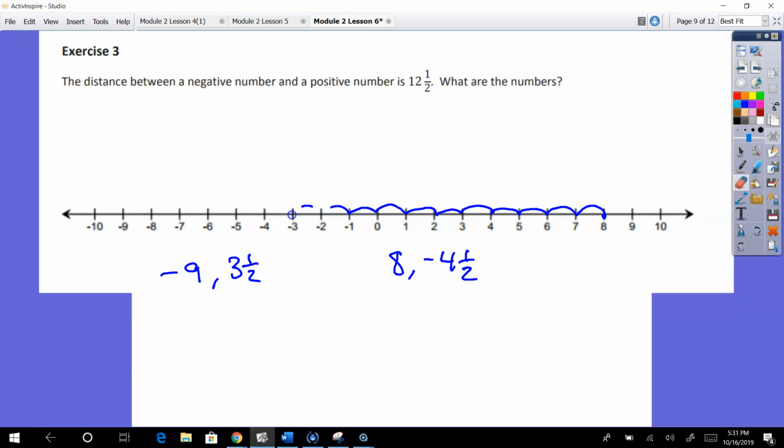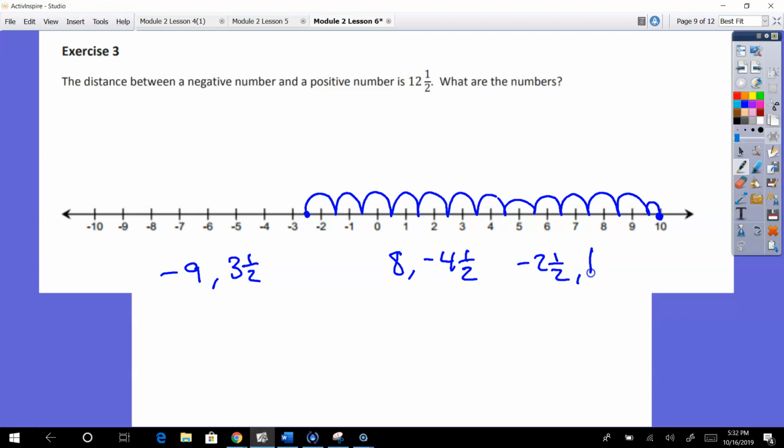Okay. Could you have started at a halfway point? Sure. What if we start at negative 2.5? Negative 2.5. We're going to halfway points. 1, 2, 3, 4, 5, 6, 7, 8, 9, 10, 11, 12 and a half. Okay, so we had negative 2.5, and then it ended at 10.